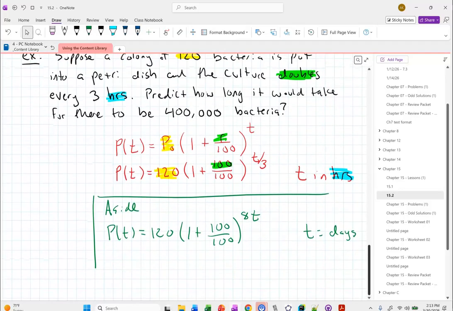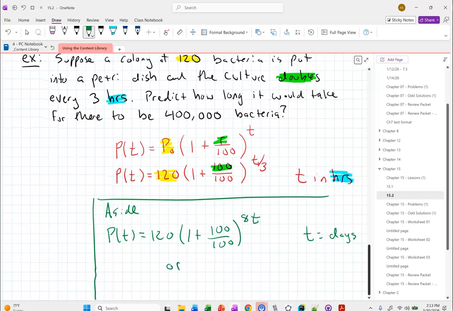It doesn't matter what unit you choose for T, because the problem just asks how long. It doesn't ask for how many hours or how many days or how many months. It just says how long. So you can choose your unit of time to be whatever you'd like. Whatever's convenient to you is fine. You guys okay with that?